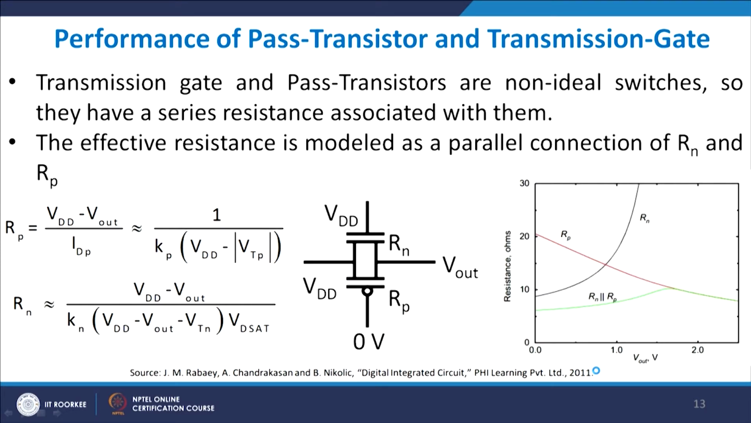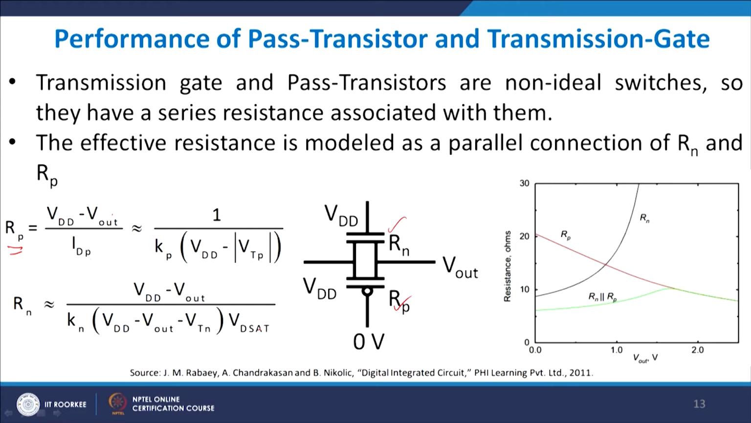Let me come to the performance of the transmission gate. So remember, transmission gate is made up of NMOS and PMOS. This is NMOS and PMOS. So you see RP, which is the resistance of PMOS, will be VDD minus V out by IDP, where IDP is the current flowing through the device, which is approximately equal to 1 by KP times VDD minus mod of VTP. And similarly, RN is VDD minus V out upon KN times VDD minus V out minus VTN into VDS, assuming that both are in the saturation region, right.